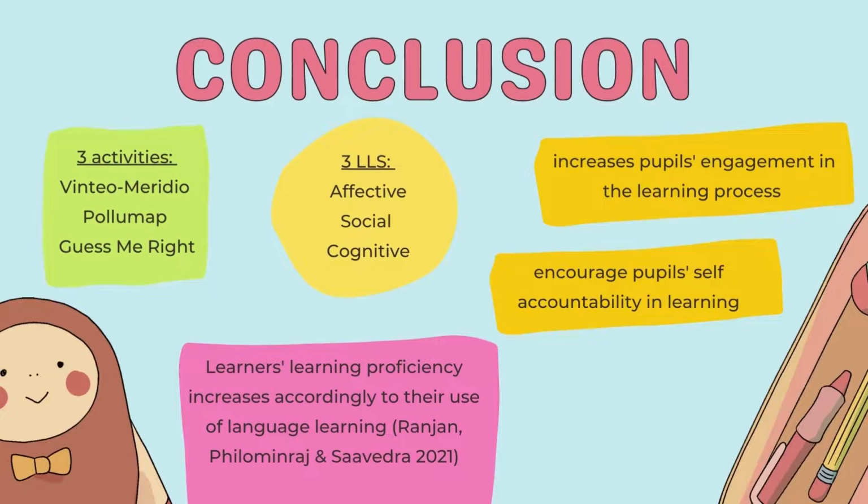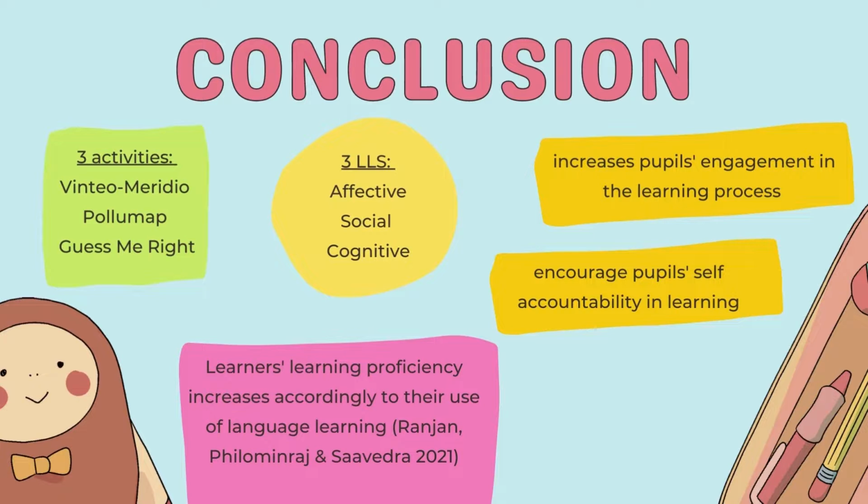In general, there are 3 proposed activities in this module in regard to different classification of language learning strategies. The activities introduced are Vintio Meridio, Polymap, and Guess Me Right. These activities focus on 3 language learning strategies, which are affective, social, and cognitive strategies. These activities not only engage pupils in the learning process, but most importantly, teach the proper learning strategies which can be independently used by them.